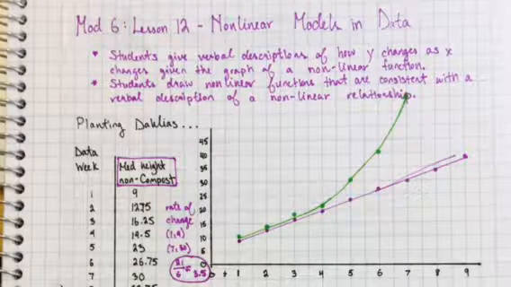Hi everyone, today we're looking at Module 6, Lesson 12, and we're focused on nonlinear models in data. Our two targets say students give verbal descriptions of how y changes as x changes, given the graph of a nonlinear function, and students draw nonlinear functions that are consistent with a verbal description of a nonlinear relationship.